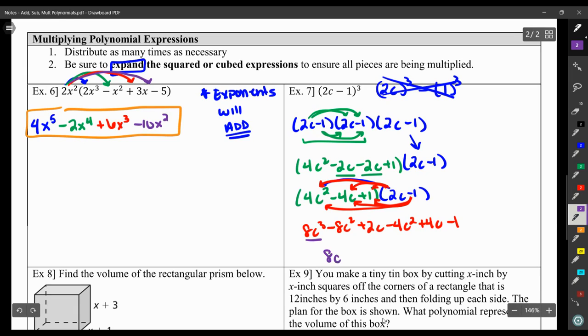8c to the third has no like terms. Negative 8c squared and negative 4c squared make negative 12c squared. 2c and 4c combine to make 8c. And negative 1 also does not have a like term.